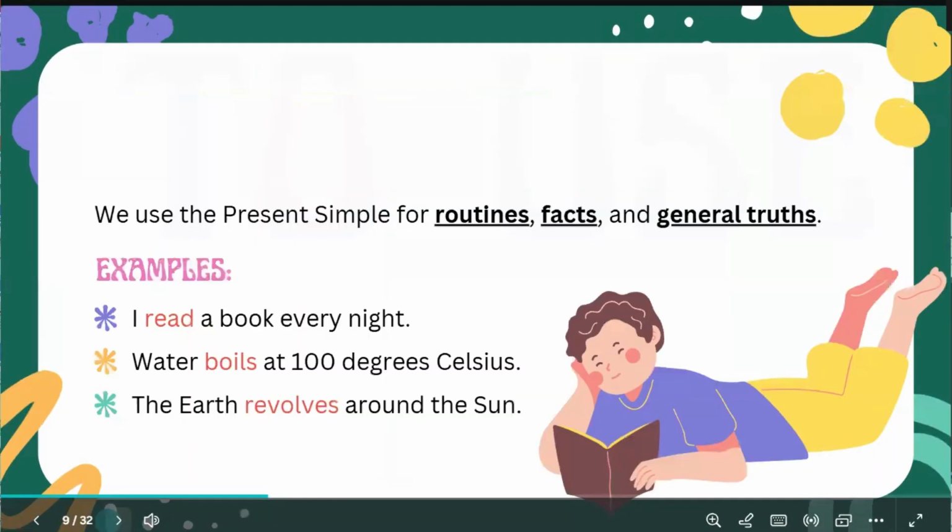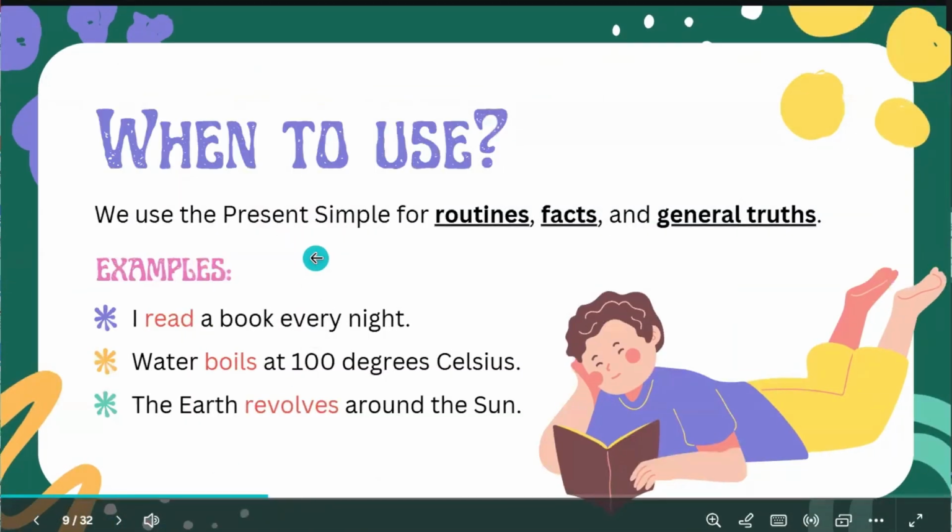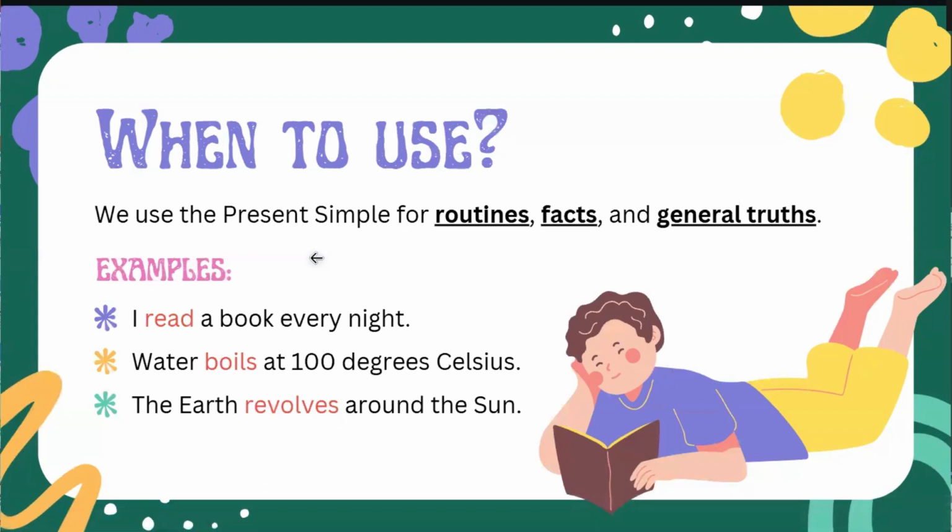Okay, next. So, kailan nga ba natin ginagamit ang present simple tense? So, we use the present simple tense for routines. Pag sinabing routines, ito yung mga bagay na paulit-ulit natin ginagawa everyday. Tulad ng wake up early in the morning, pagising sa umaga, brush our teeth, eating, going to school. Okay, kasama rin ang facts and general truths. Ibig sabihin mga bagay na totoo. Okay? Now, we have examples.